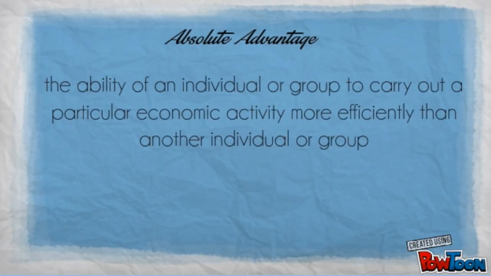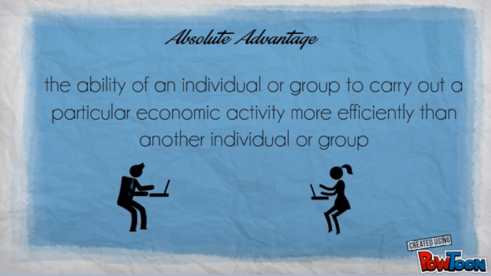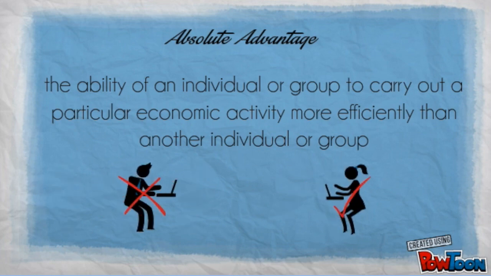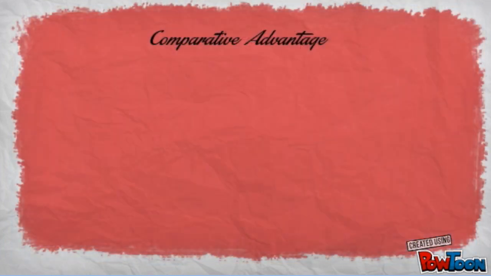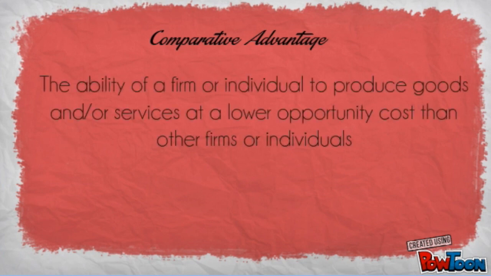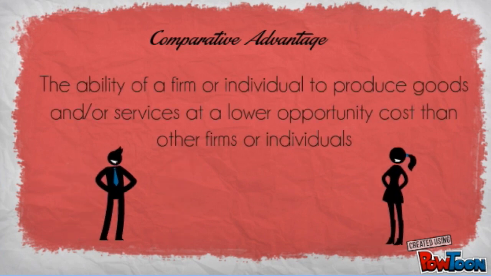This is the ability of an individual or group to carry out a particular economic activity more efficiently than another individual or group. Even though Laura has the absolute advantage in this situation, if both Tom and Laura trade with each other, they can both benefit. And this is through comparative advantage, which is the ability of a firm or individual to produce goods and or services at a lower opportunity cost than other firms or individuals.